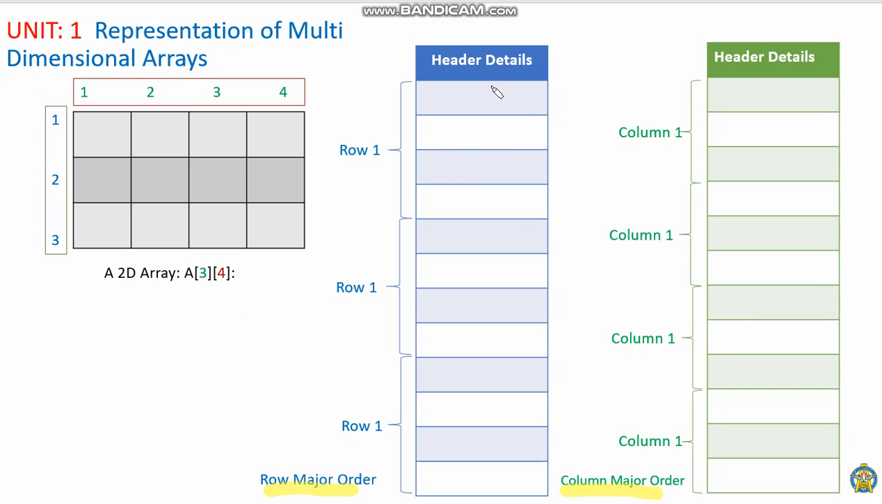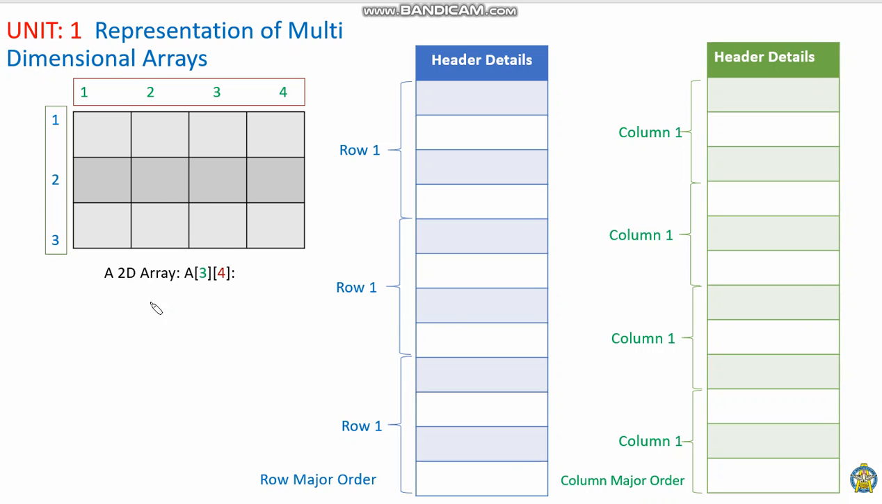Now in both representations, for example, we will need 12 locations. Let's consider this as an integer array. So we will have 12 locations, each of 2 bytes reserved, and each representation will have what is called header details. This will tell you what is the lower bound of the array, what is the upper bound of the array, what is the size of each item, what is the starting address, which is called the base address, etc. All that will be explained in the header details.